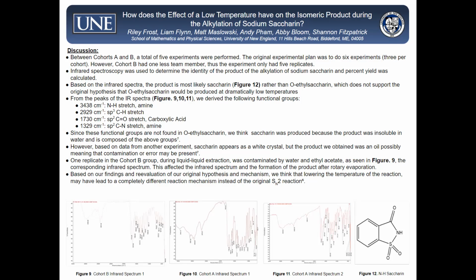But based on our findings and reevaluation of our original hypothesis and mechanism, we think that lowering the temperature of the reaction may have led to a completely different reaction mechanism instead of the original SN2 reaction, and that may be the reason why we did not get the O-ethyl saccharin product that we hypothesized we would.